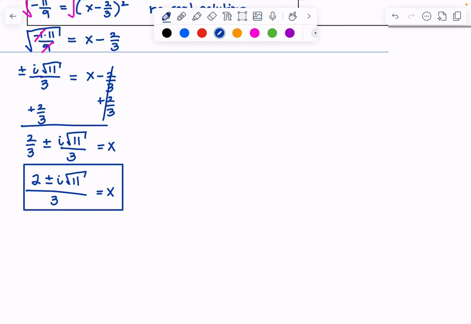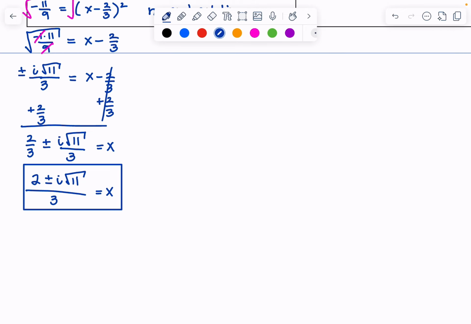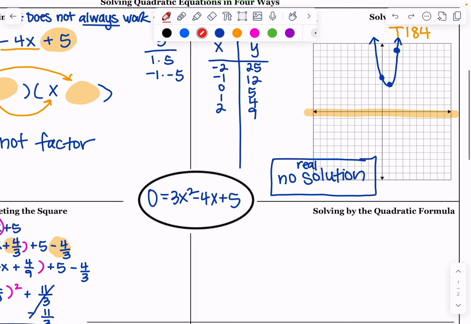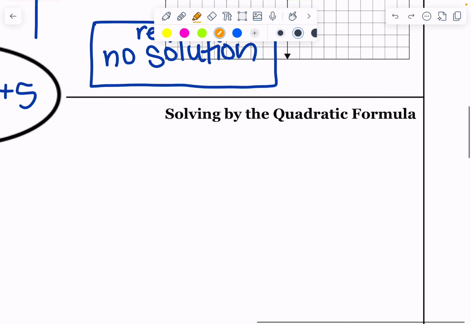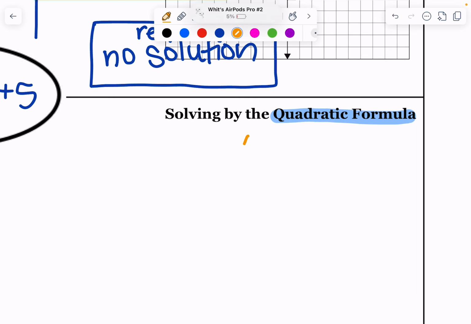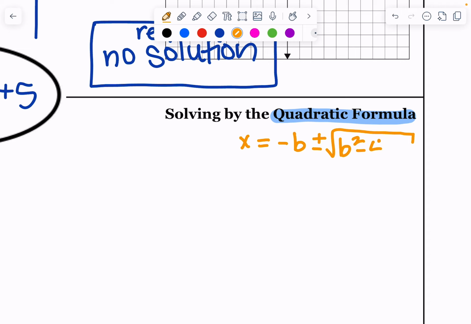So this is the first time we're actually seeing this solution. We were not able to factor because we're going to have an i and a square root in the answer. We were not able to graph and get the imaginary solutions. Graphing is sufficient for algebra 1. But now we're going to do the quadratic formula and we will get the same answer. So let's start by writing that out. The quadratic formula is x equals negative b plus or minus the square root of b squared minus 4ac all over 2a.